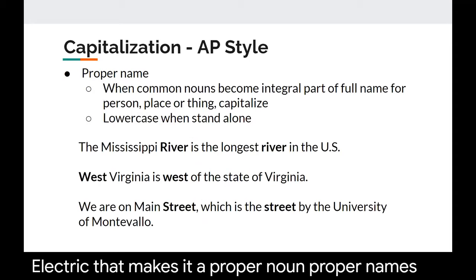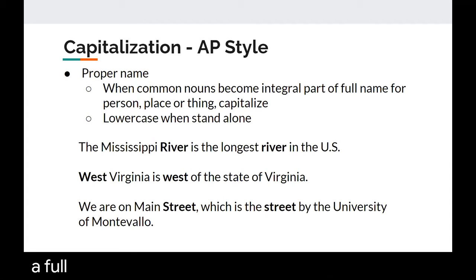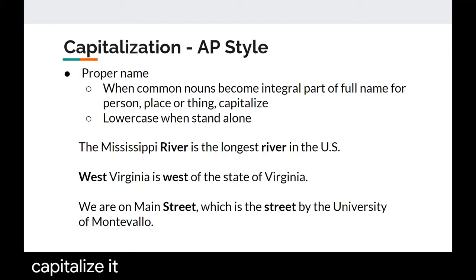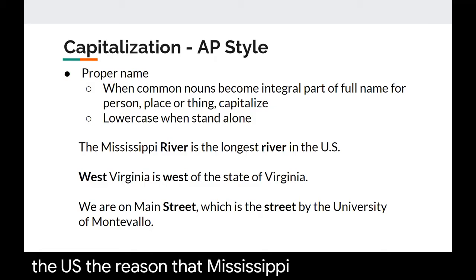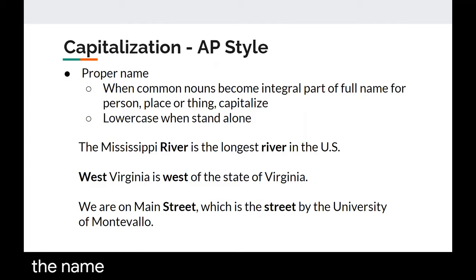Proper names: when common nouns become integral to part of a full name for a person, place, or thing, then you would capitalize it. However, you're going to make it lowercase when that common noun stands alone. So here are some examples. The Mississippi River is the longest river in the US. The R is capitalized for River because river becomes part of the name for a place, the Mississippi River.